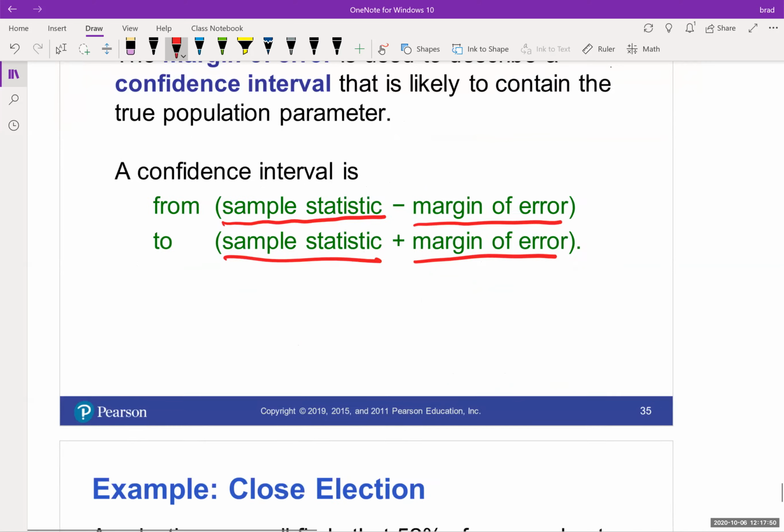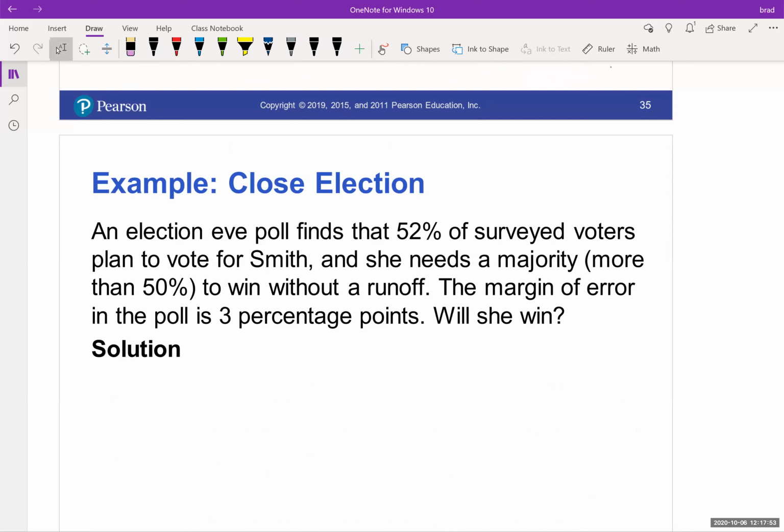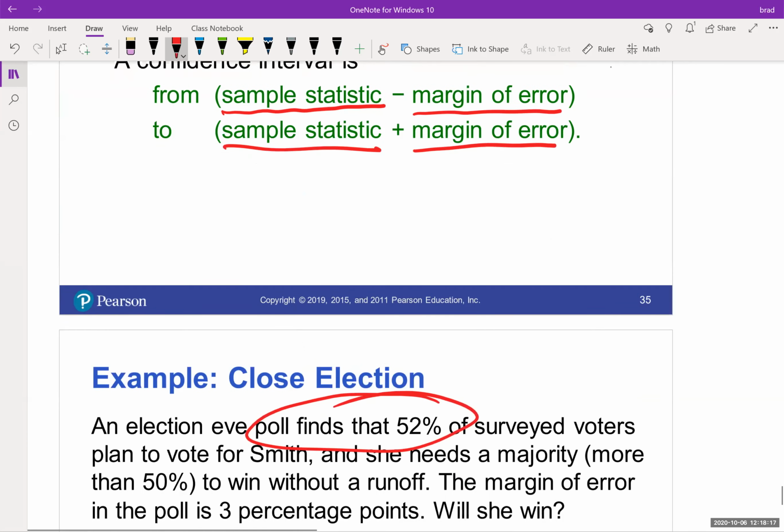All right, so it says an election eve poll finds that 52% of surveyed voters plan to vote for Smith, and she needs a majority, more than 50%, to win without a runoff. The margin of error in the poll is 3 percentage points. So an election poll, this is a sample, right? They took a sample and it found that 52% of surveyed voters plan to vote. So we're going to build this little confidence interval.